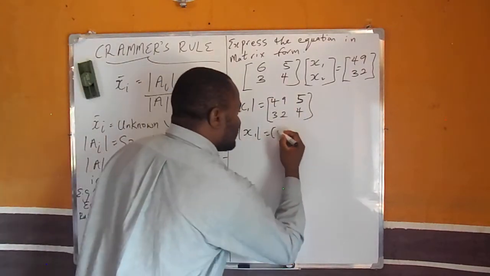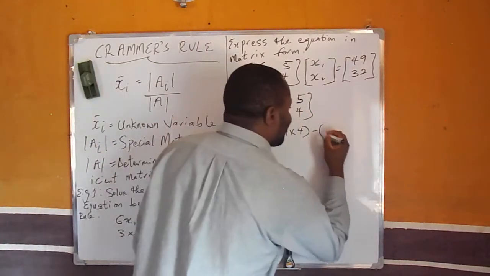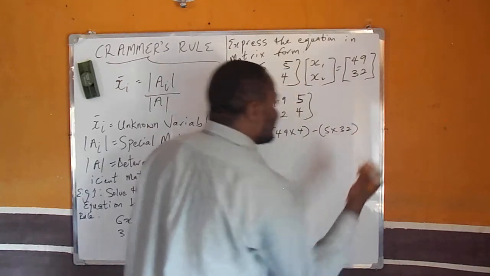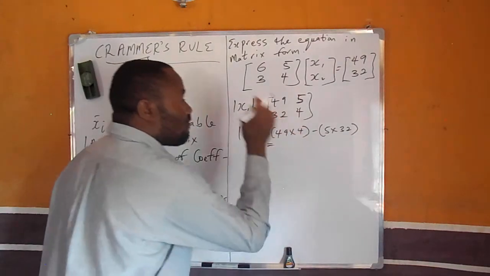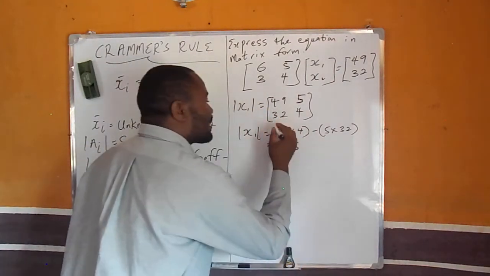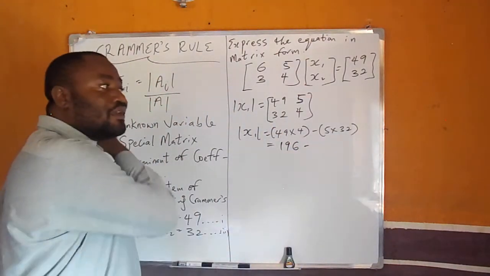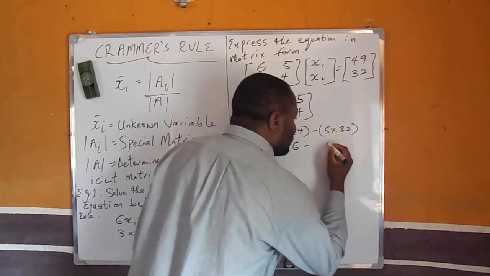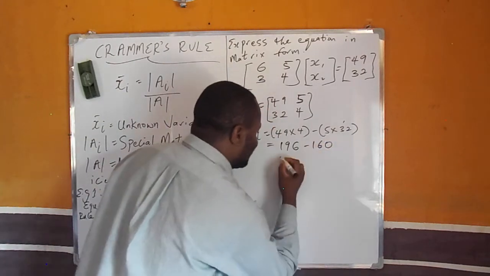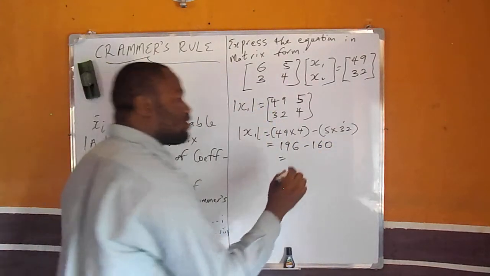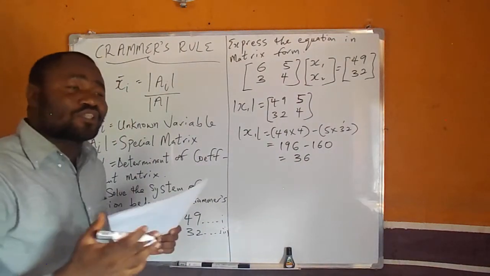The determinant of x1 equals 49 times 4, the invisible minus that is there, minus 5 multiplied by 32. 49 times 4 gives 196, minus 5 times 32, which is 160. 196 minus 160 gives us 36. That means the determinant of x1 equals 36.